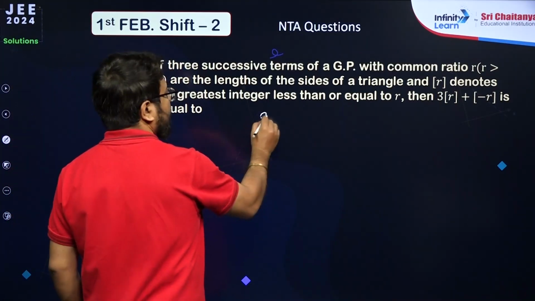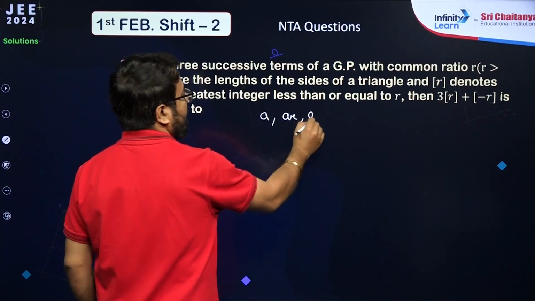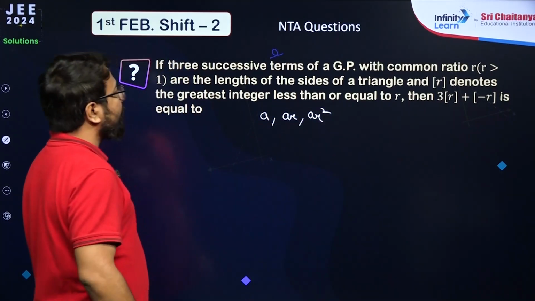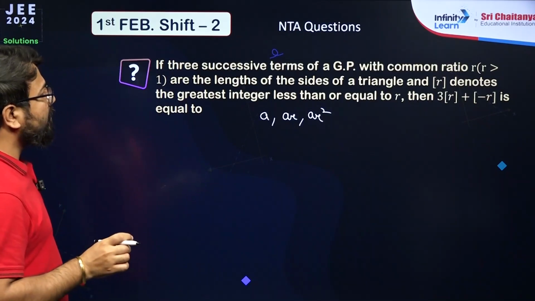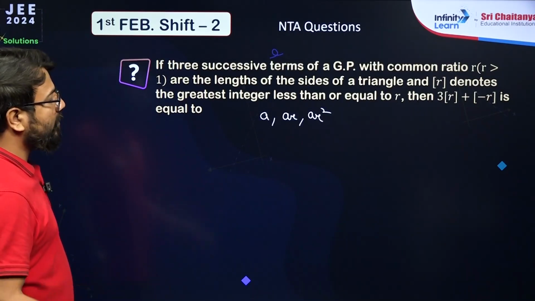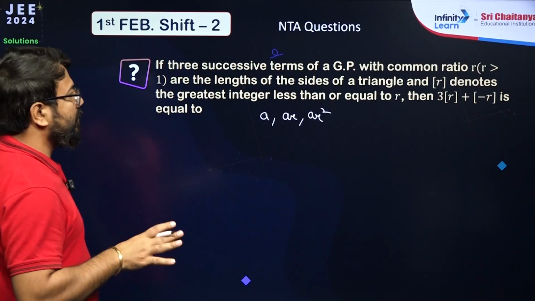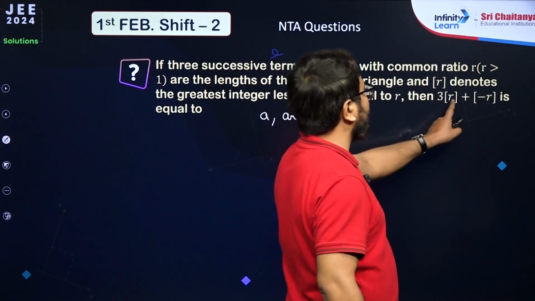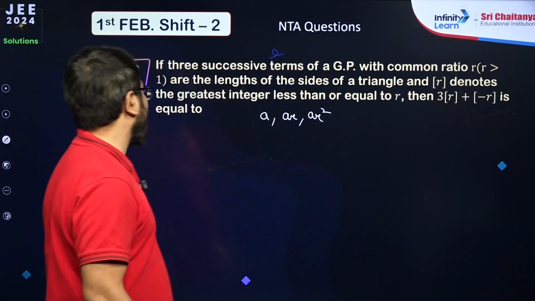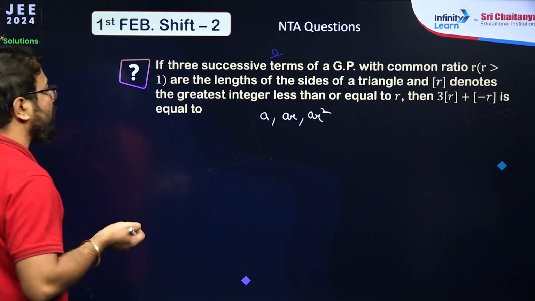So let us take this [R] square. Then the greatest integer function of R denotes the greatest integer less than or equal to R. Then 3 times the greatest integer function of R plus the greatest integer function of minus R, we need to determine the value. So how to do that?